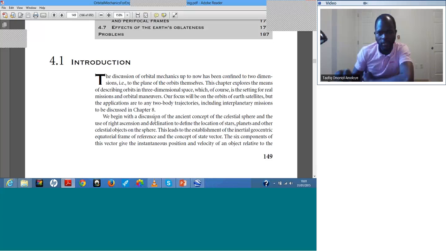Well, I might just read the next sentence out because it seems to be interesting to me. Or I want to remind you of something that we might have learned before. So this leads to the establishment of the inertial geocentric equatorial frame of reference and the concept of state vector.